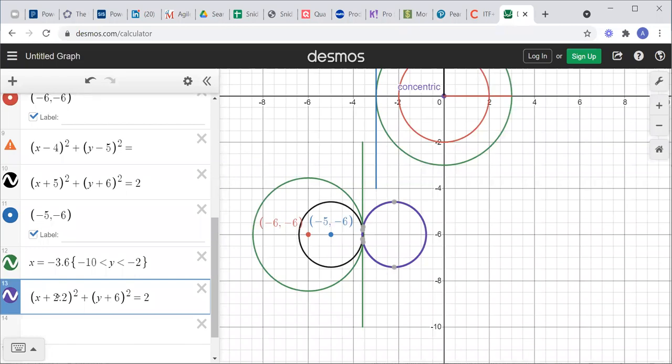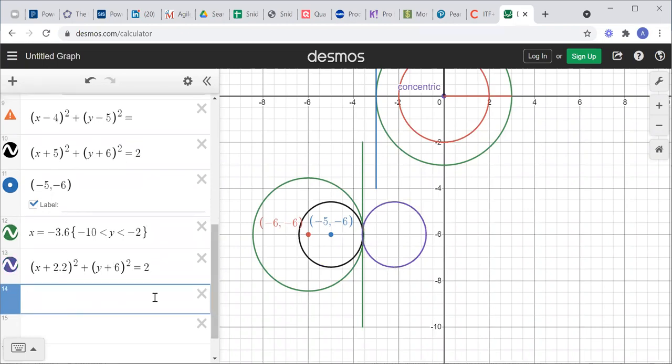So here, if you want to get a diameter for this particular purple circle, the diameter is just going to be a line that will pass through the center and cut it, that will be the longest chord, the line that will pass through the center and touch the circle at 2 places. So if I want to draw the diameter, I'm just going to say y equals -6, since the y component of the center here is -6.